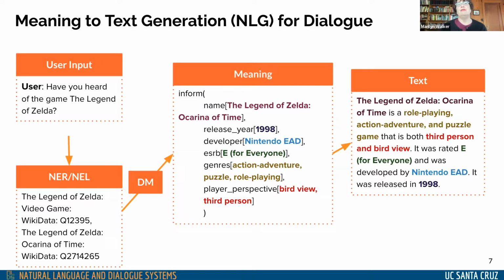So here we've highlighted in color the correspondence between the output utterance and the meaning representation that was given. And generally the goal here is to make sure that you generate each and every one of these facts or attribute values once and only once, which is sometimes a challenge for neural systems.